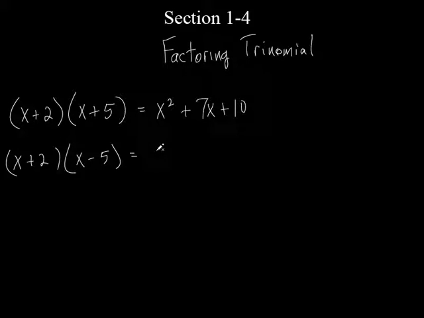So it's just the FOIL method. So it's going to be x squared, then the outside and the inside. So the outside is negative 5x. Let's just kind of remember this for a second. So the outside is negative 5x, the inside is positive 2x. So it's negative 5x plus 2x, which is negative 3x. All right? And then we do our last term, which is minus 10.